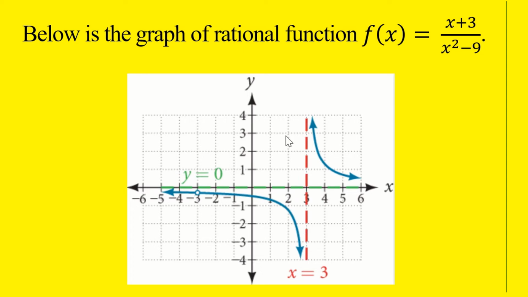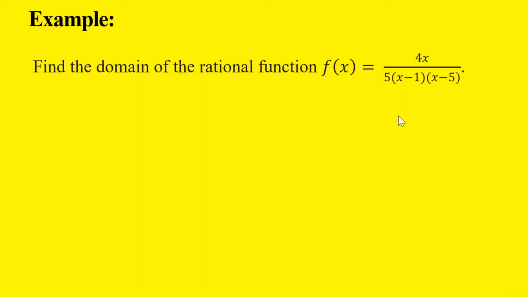But this graph here confirms that we want to exclude negative 3 and positive 3 in the domain. Now let's consider another example. Let's suppose we now have this function 4x over 5 times x minus 1 times x minus 5. If you notice, the first step is to always take that denominator, set it equal to 0, and then factor. The denominator is already factored for us.